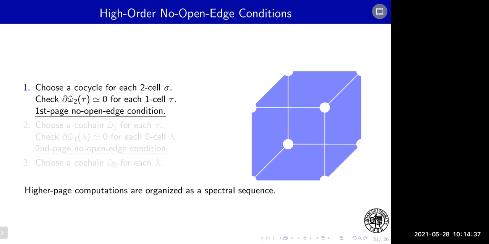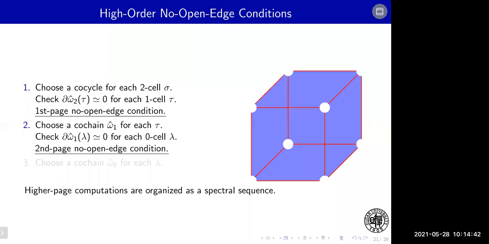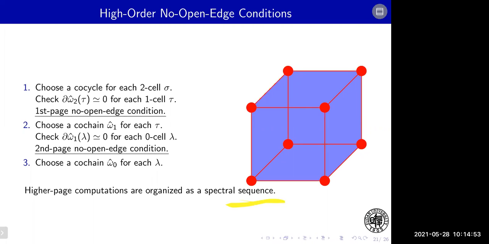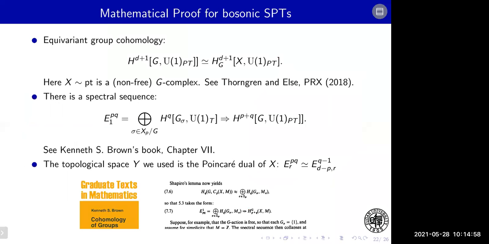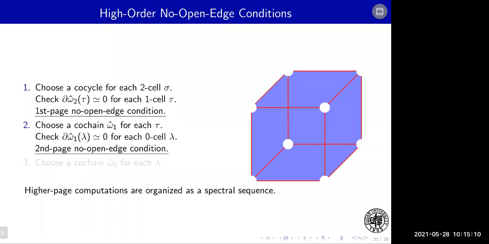For example, we can start with some 2D decorations and then fill out the one-dimensional interfaces. And after that, we need to fill out the zero-dimensional interfaces between the one-dimensional interfaces. It turns out this calculation can be organized as a spectral sequence, which is a mathematical tool people use to compute cohomology groups. For people who are interested in the mathematical details, the spectral sequence we are using can be found in this famous book, Cohomology of Groups.